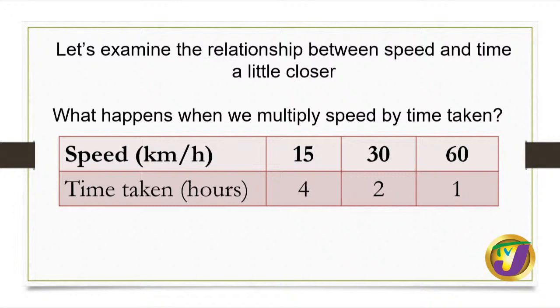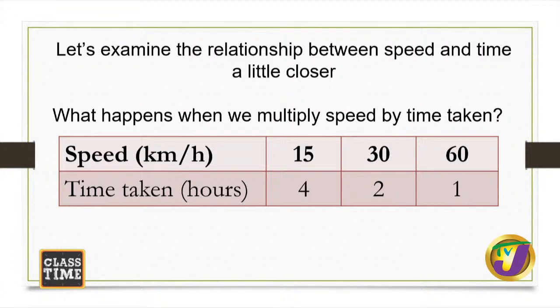So if we're going at 15 km and we've taken 4 hours, we'll cover the distance of 60 kilometers. So you're saying that 15 multiplied by 4 would give you 60. Talk to me about 30 and 2 now. The product is still 60 for each of those two. All right, fine. So we found something very interesting now.